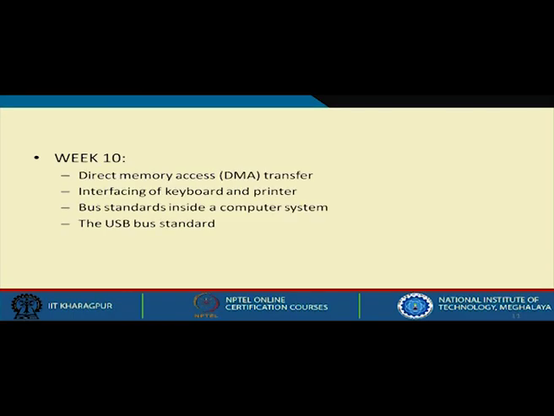Now, in week 10 we first discussed the direct memory access transfer, which is supposed to be very fast. Instead of the processor executing an instruction to transfer data between an IO device and memory, here there is an external hardware controller called the DMA controller, which takes hold of the memory bus and directly transfers data between IO and memory without CPU intervention. Naturally, all data transfer can be carried out at hardware speed without any instructions being executed.